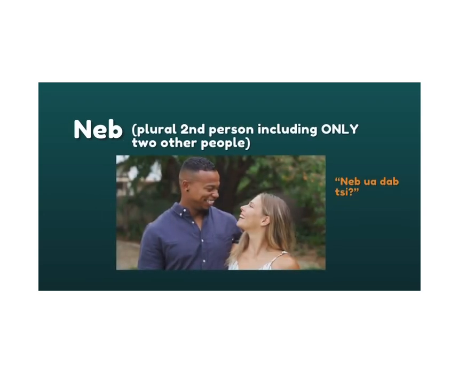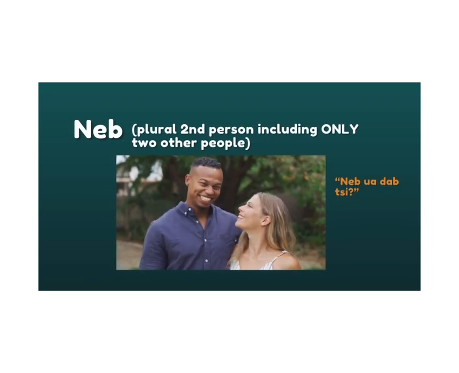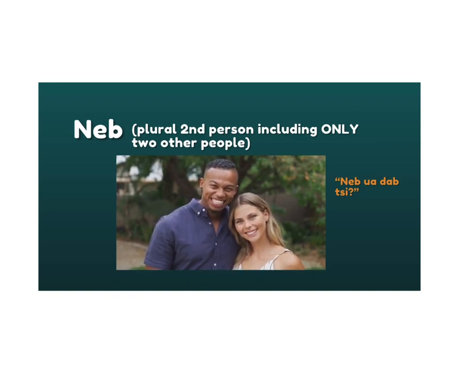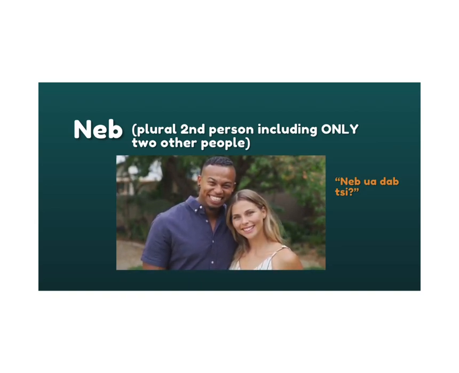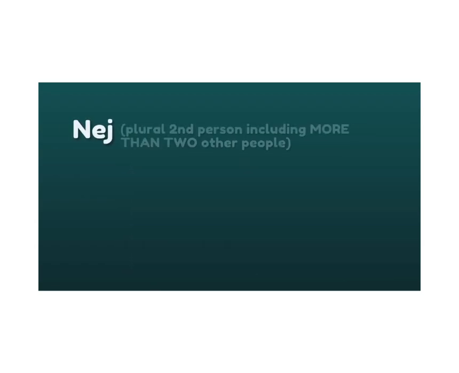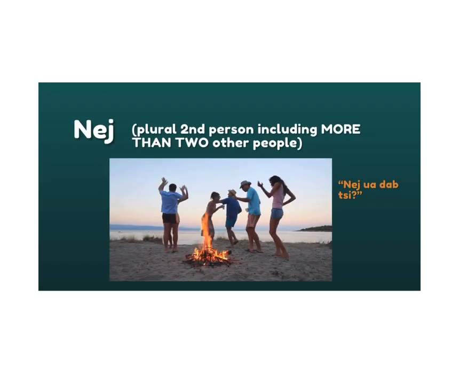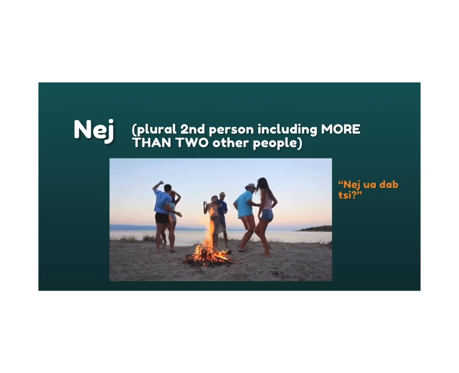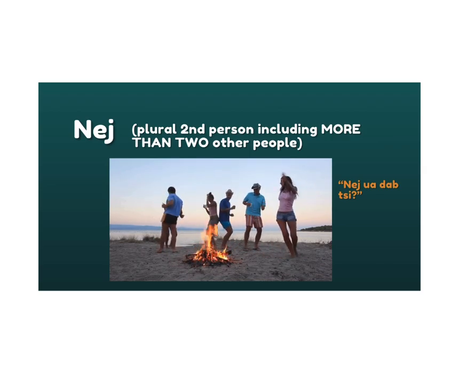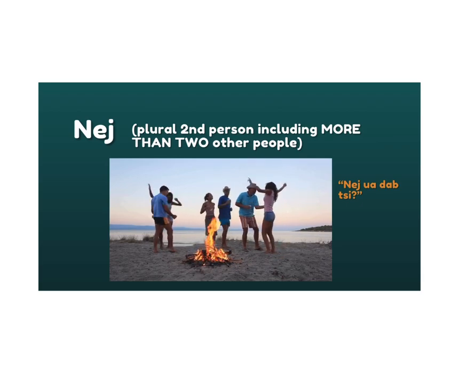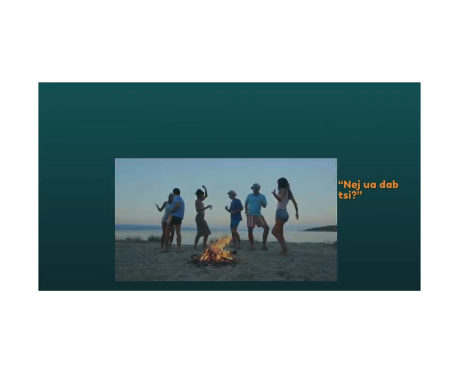If you are talking directly to only 2 people, you would say ne. For example, you would ask ne orachi. What are you two doing? In this case, if you are addressing a group of people, more than 2 people, it could be 3, it could be 5, it could be 100, you would say ne. You could ask them like ne orachi.